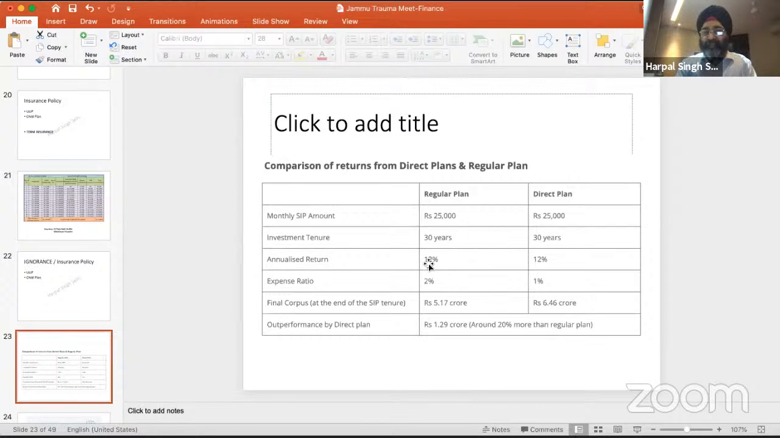Look at the annualized return, but look at the expense ratio. इसकी 2% है, इसकी 1% है. It is not a difference of 1%. It is double.